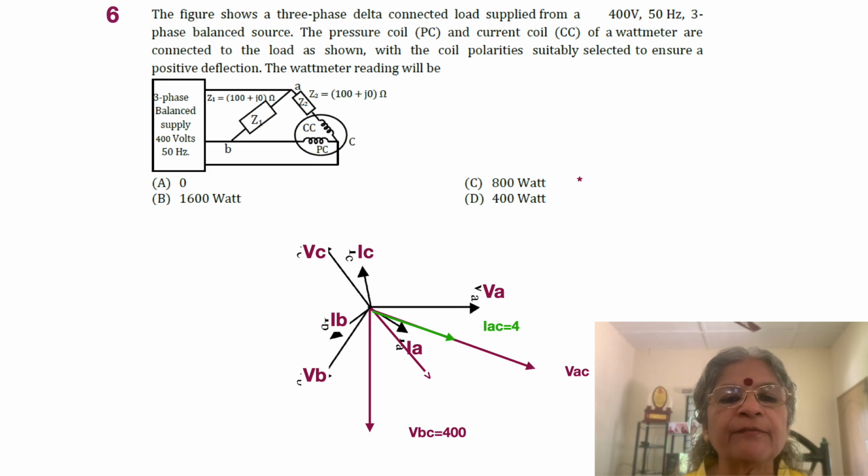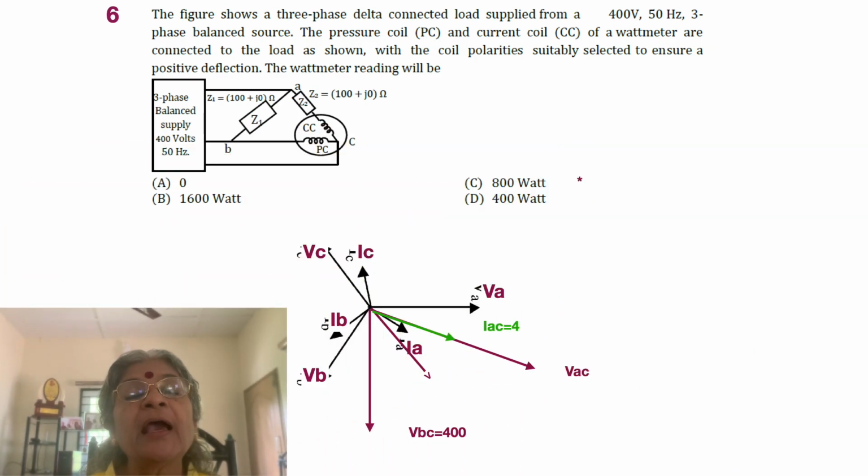The figure shows a three phase delta connected load supplied from a 400 volt 50 hertz three phase balance source. The pressure coil PC and current coil CC of a wattmeter are connected to the load as shown, with the coil polarity suitably selected to ensure a positive deflection. If there is any kicking back of one of the coils or the pointer, then you just interchange. That's the normal pattern in the laboratory context, but I'll tell you why it is so in the subsequent section.